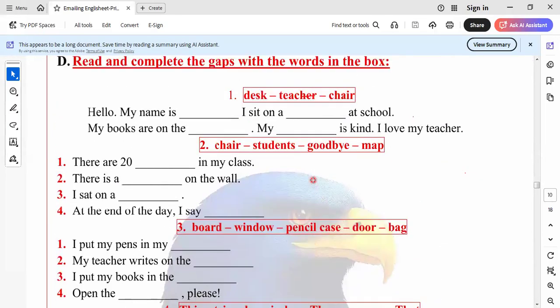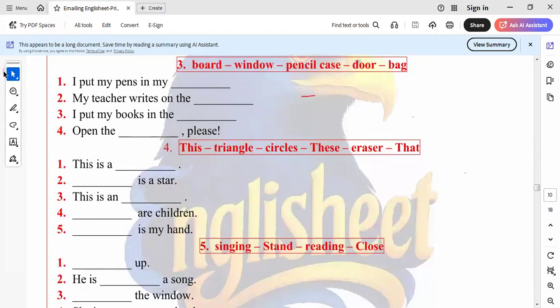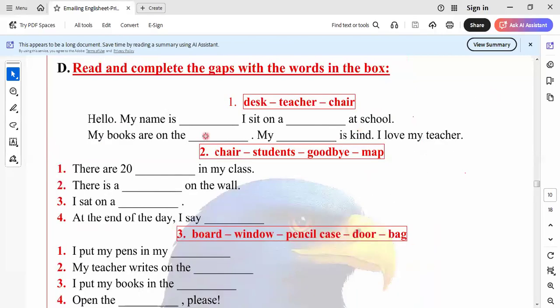So I will answer some of them. Here are questions also. I answer some of them, and I will leave the rest to do by yourself as homework. Here we have some words, and we put the suitable word in the suitable place. Here we say, hello, my name is... So everyone can write your name here. I sit on what? On a chair. I sit on a chair.